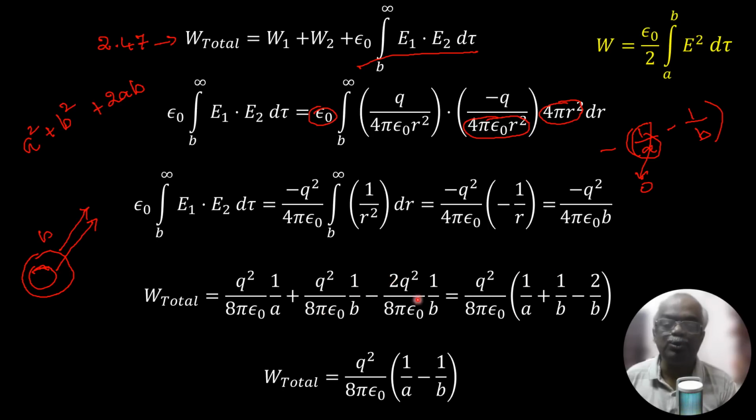Here, minus 2 over p. If you add these two terms, 1 over p minus 2 over p, you will get minus 1 over p. So the total energy is q squared divided by 8 pi epsilon naught times 1 over a minus 1 over p. This is exactly what we got from part A. Both results are the same.